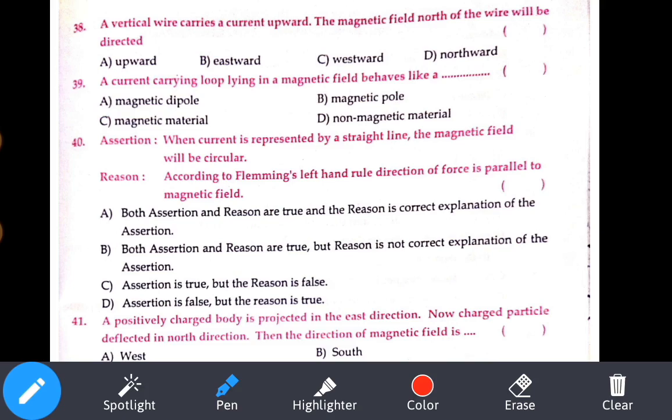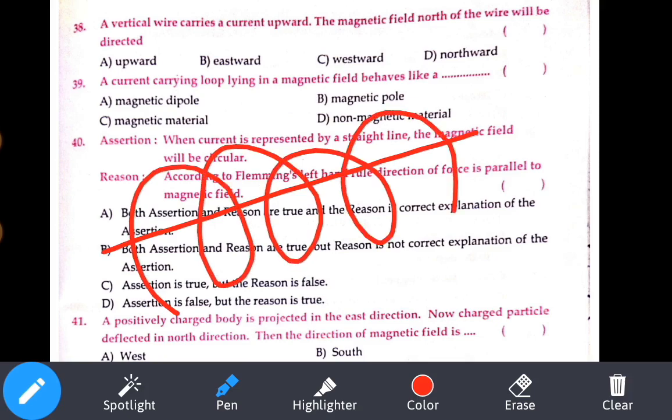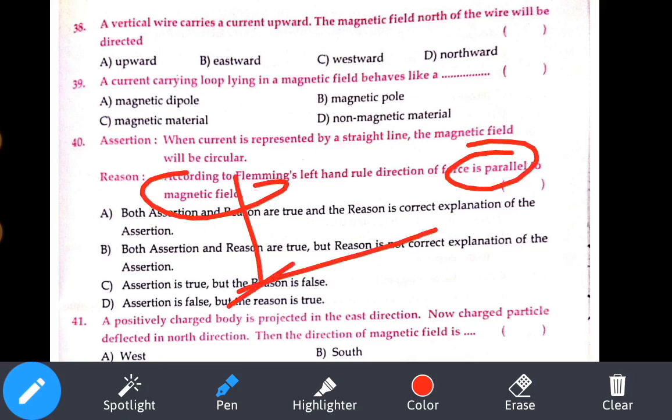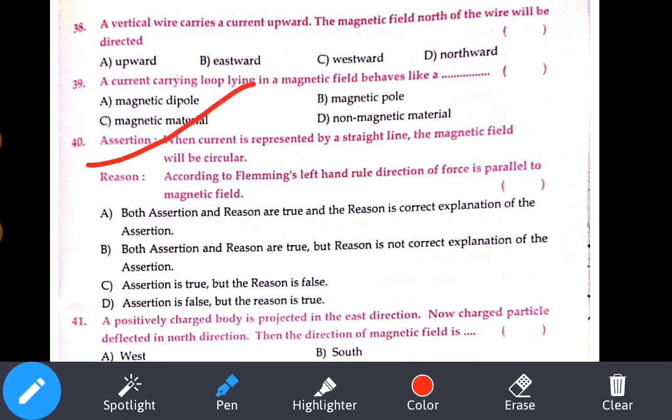Assertion: when current is represented by a straight line, the magnetic field will be circular. That one you know, concentric circles. Reason: according to Fleming's left-hand rule, the direction of the force is parallel to the field. No, all three factors will always be perpendicular to each other. So the assertion is correct, the reason is wrong. Option number C is our answer.